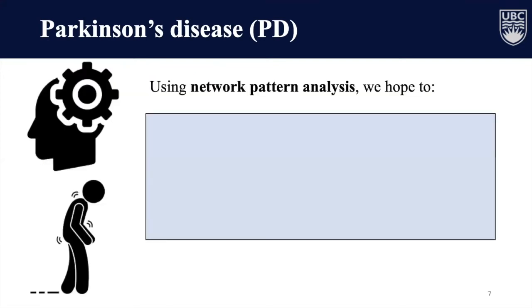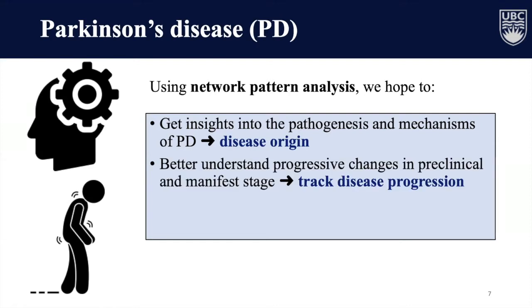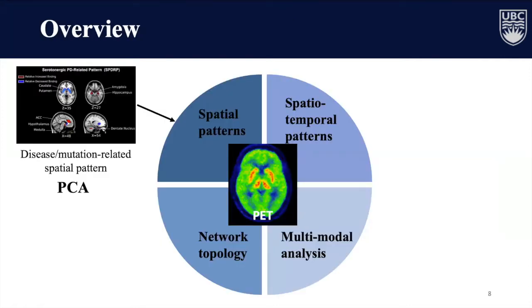So using network pattern analysis, we hope to first get insights into the pathogenesis and mechanisms of Parkinson's. This will give us some insights into disease origin and to better understand the progressive changes in preclinical and manifest stage, which allows us to track disease progression better. And also understand non-motor symptoms of Parkinson's and some treatment-induced complications, which are aimed for a better personalized treatment. So the first part is spatial patterns.